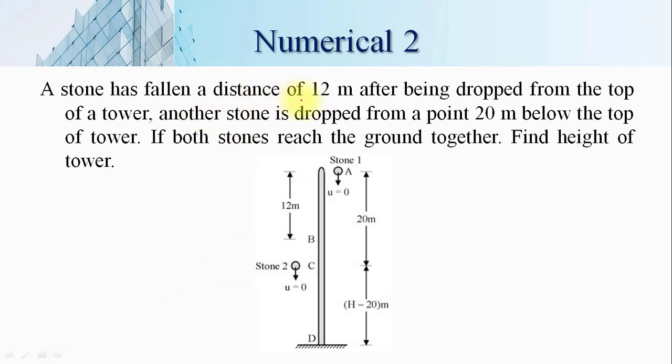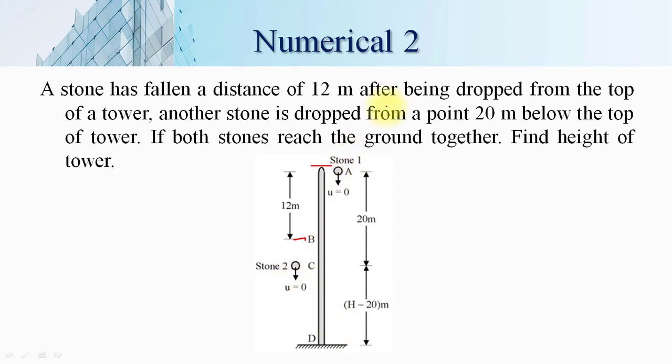The first thing given is that a stone has fallen a distance of 12 meters after being dropped from the top of a tower. That point of drop, the top of the tower, is taken as the origin. From this origin, the first stone is dropped and it covers a distance of 12 meters, from the initial point A till point B. Then secondly, another stone is dropped from a point 20 meters below the top of the tower. So this is the top, below that a 20 meter distance is taken, and from there the second stone is dropped.